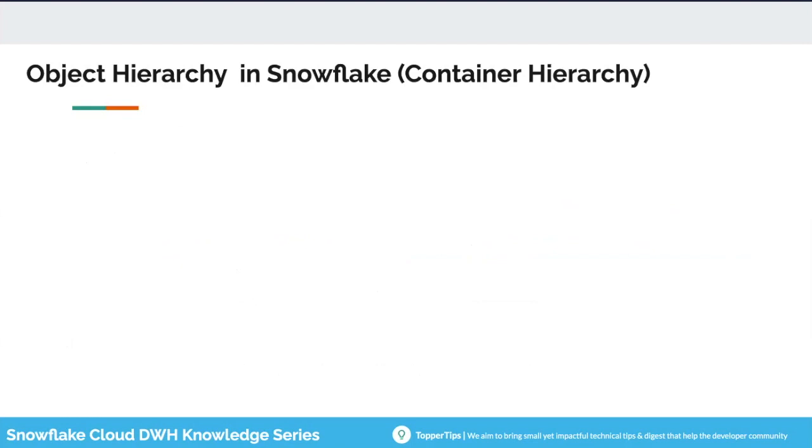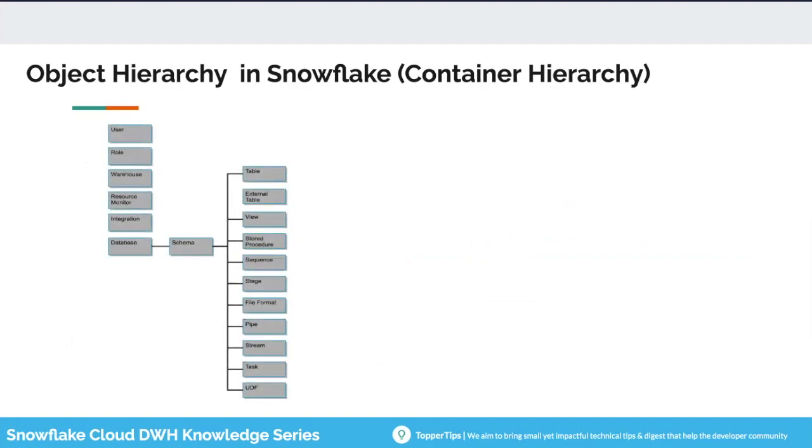So now let's understand the object hierarchy in Snowflake. We also call it a container hierarchy. On the leftmost side, we have a user, role, warehouses, resource monitor, integration, and databases. These are all account level objects. Now a database can have a schema and many more schema, and each schema can have table, external table, views, stored procedures, sequence, stages, file format, pipe, stream, task, and UDFs.